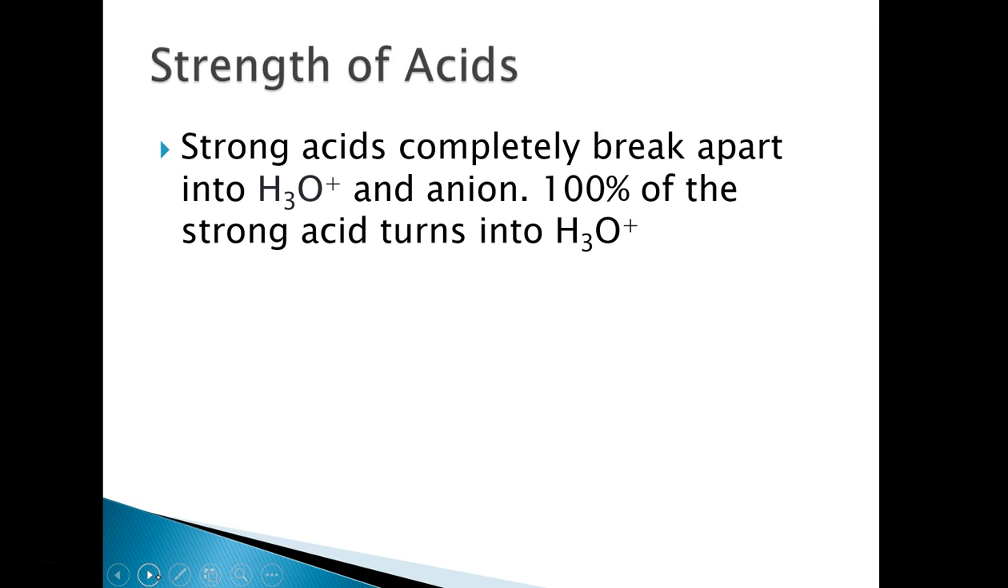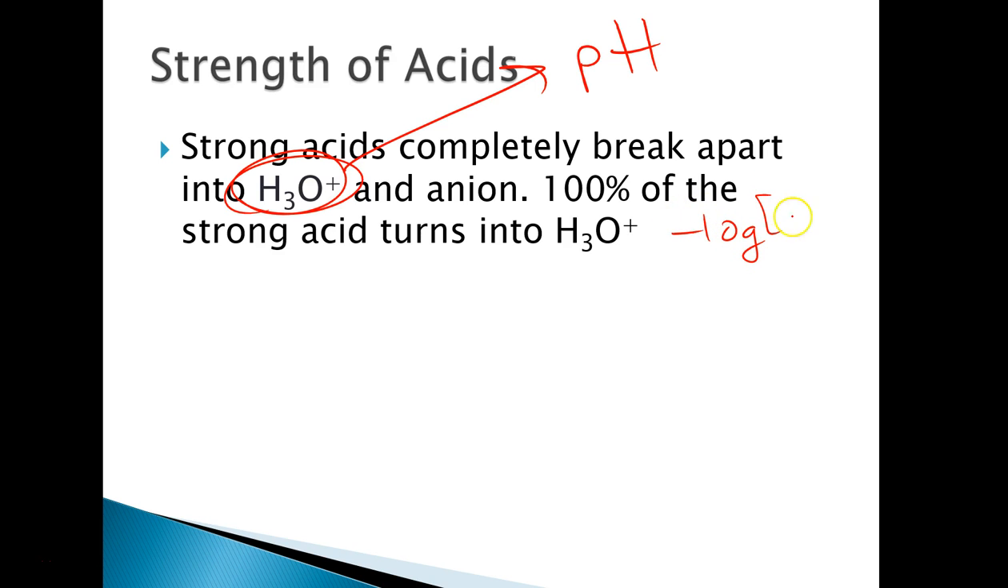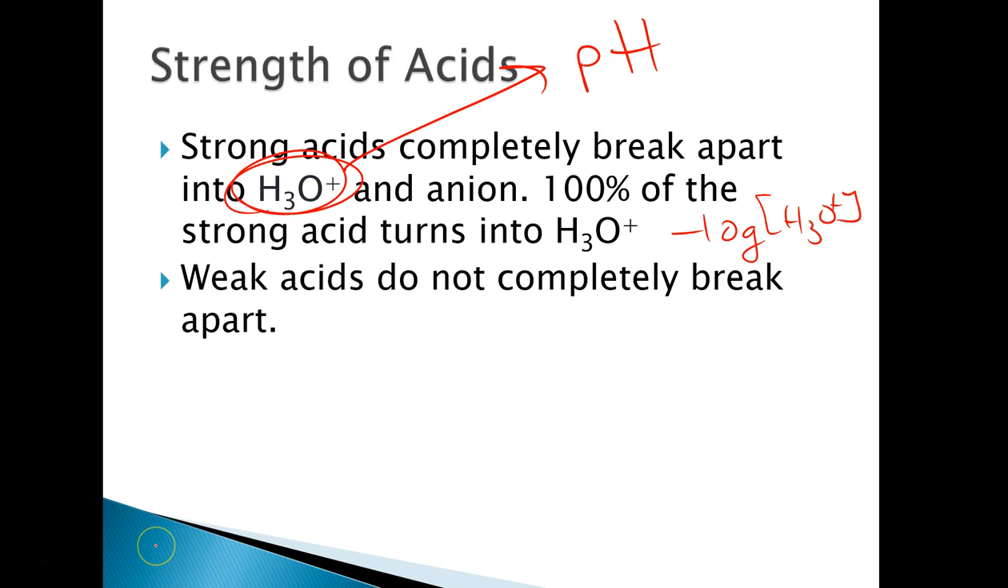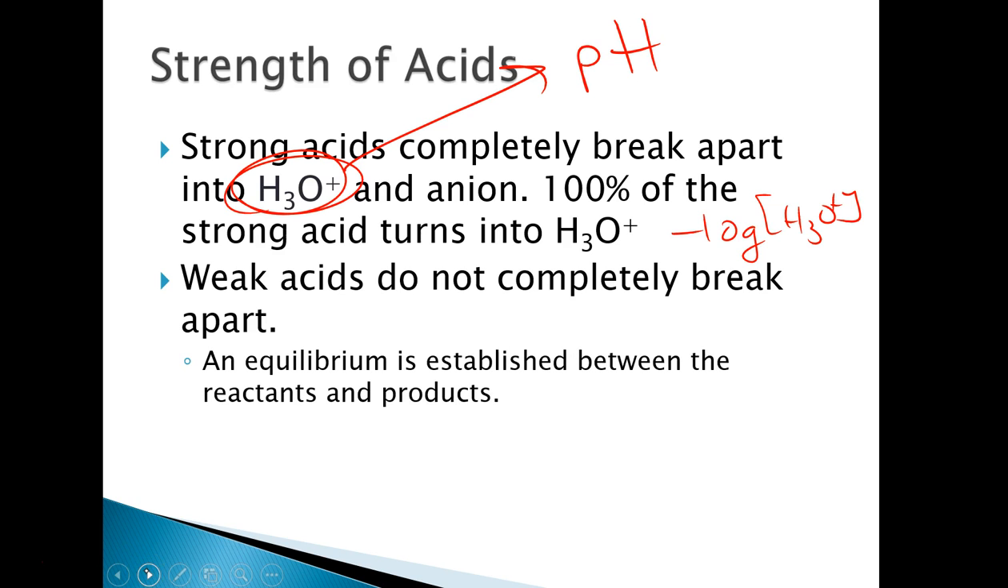So strong acids like HCl or stomach acid completely break apart into H3O+, and that right there determines your pH. 100% of the strong acids turns into H3O+. So all you do is negative log of the H3O+, and you've got your pH. Easy peasy. Weak acids, on the other hand, don't completely break apart. In other words, they set up an equilibrium. And that equilibrium between the reactants and the products tends to favor the reactants.